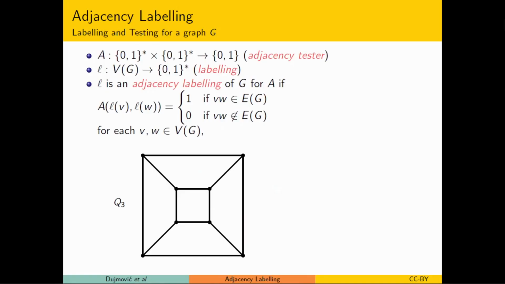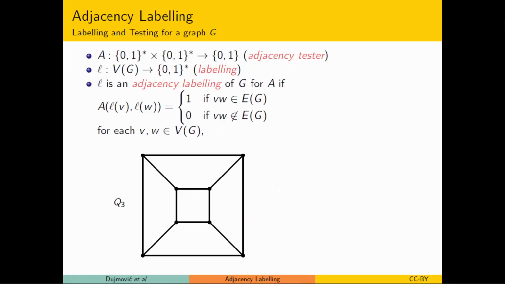And now you have to look at the relationship between these two things, and you'll say that that labeling is an adjacency labeling of that graph for this adjacency tester if this condition is satisfied for every pair of vertices. So you look at the labels of any two vertices in the graph. If the adjacency tester A outputs 1, then you know that the edge between those vertices is present in the graph. If it outputs 0, then you know that the edge is not present in the graph. Okay, so that's what it means for labeling, well, to be an adjacency labeling of G for A.